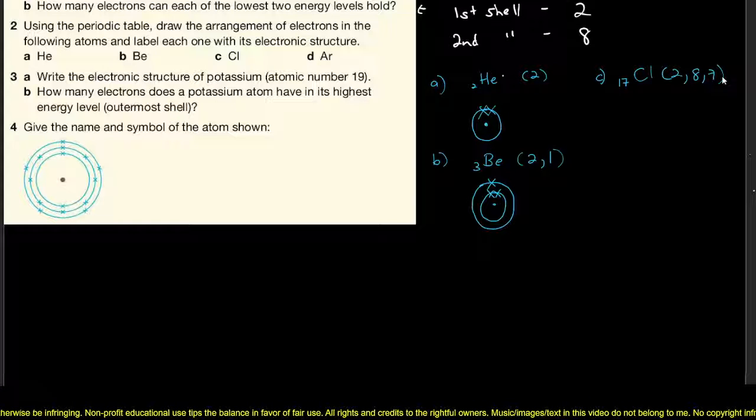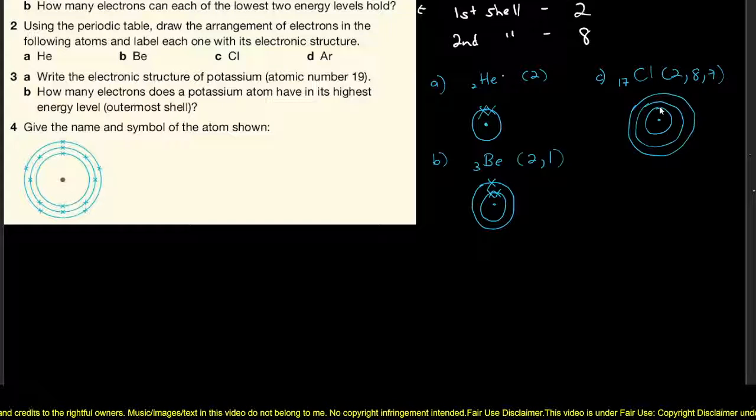Right, so the third shell will fill up to 8 electrons, and any remaining electrons will go into the fourth shell. So chlorine has 3 shells, 1, 2, 3.